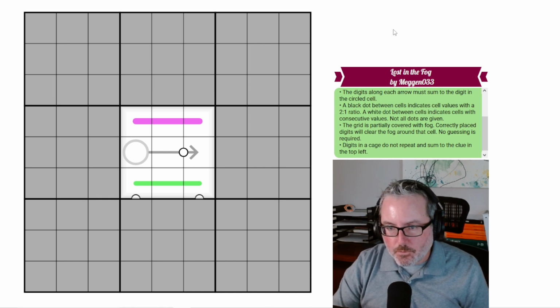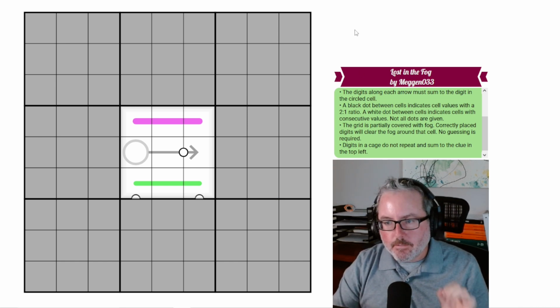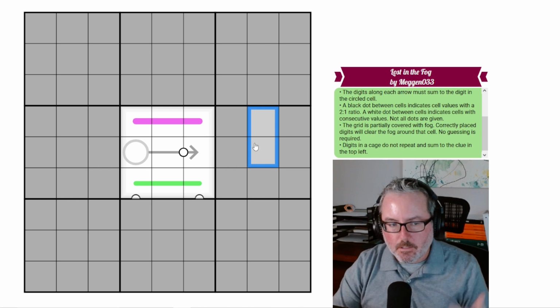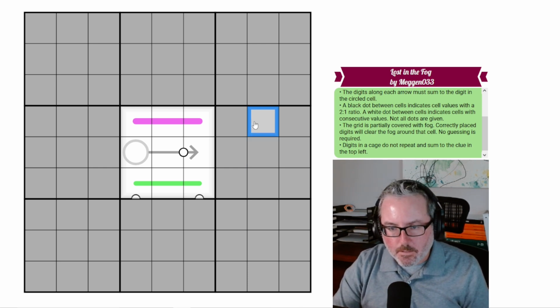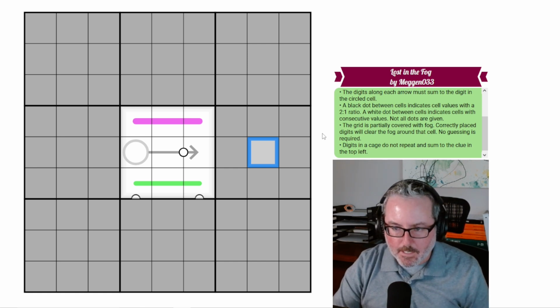Now we're going to move into Kropki dot rules. So a black dot between cells. We don't have a black dot on the screen at the moment, so I'll have to just make an example. A black dot between cells indicates cell values with a 2-to-1 ratio. So if there was a black dot, let's say right here, so these two cells were connected by a black dot, whatever this digit is, this digit either has to be half or double of that other digit. That's what a black dot is.